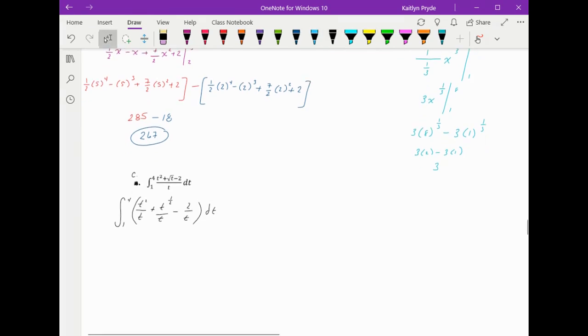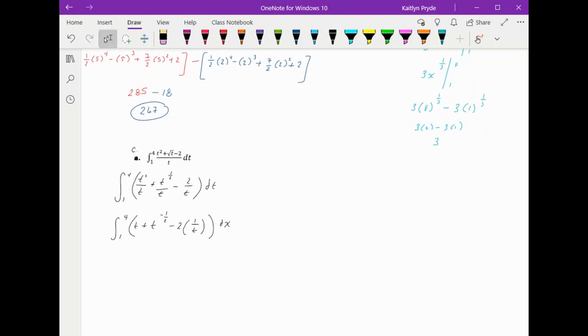Now, simplifying a little bit more, this is from 1 to 4. T squared divided by t is really just t to the first, because t squared over t is t to the 2 minus 1. Plus, we have t to the 1/2 over t, which is t to the negative 1/2. And this is really negative 2 times 1 over t. Now remember, if you see that 1 over t, or 1 over x, you want to be thinking of the antiderivative as the ln of the absolute value of that variable.